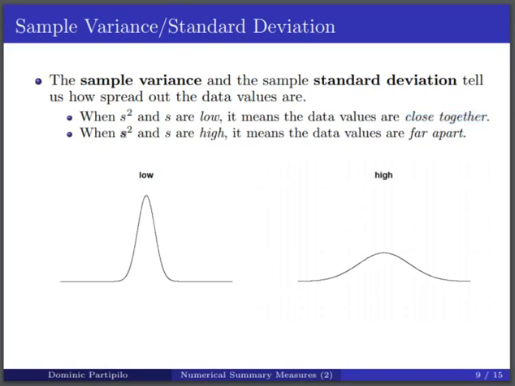And conversely, when the sample variance and the sample standard deviation are high, it means that the data values are very far apart. It means that the data set has high variance. It means that the data points are very spread out. They vary a lot.